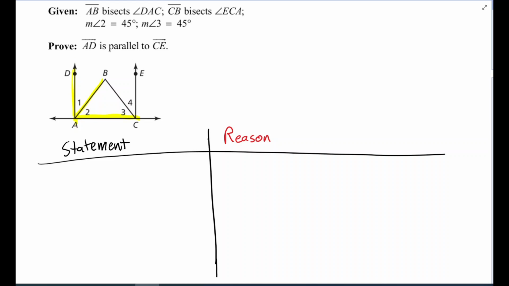Okay, that's good to know. We are also told that CB bisects ECA. That's good to know. So we are told that those are angle bisectors. AB and CB are both angle bisectors. Told that the measure of angle 2 is 45 degrees, so I'm going to go ahead and put that there, 45 degrees. And we are also told that the measure of angle 3 is 45 degrees.